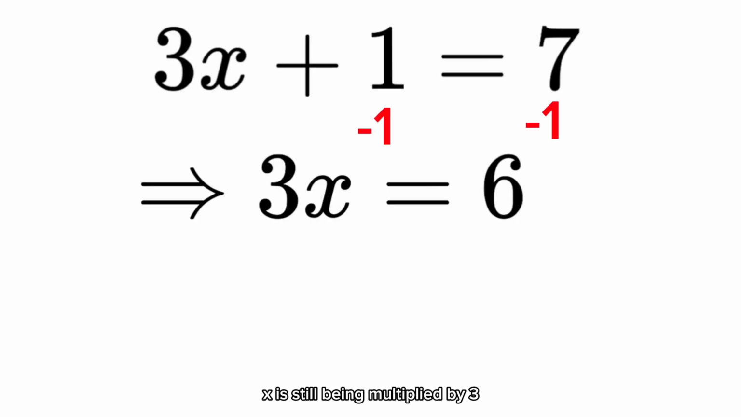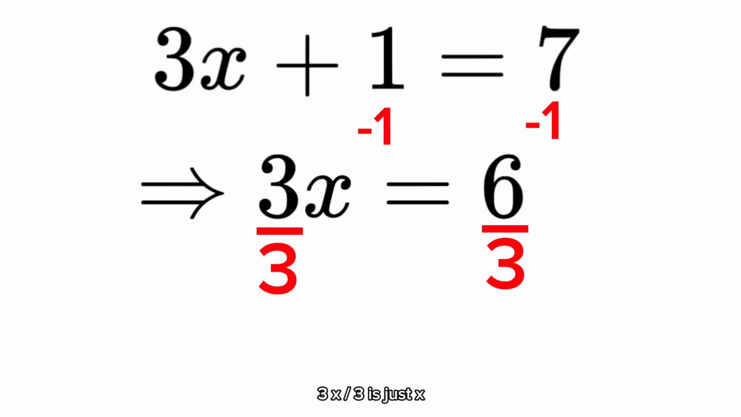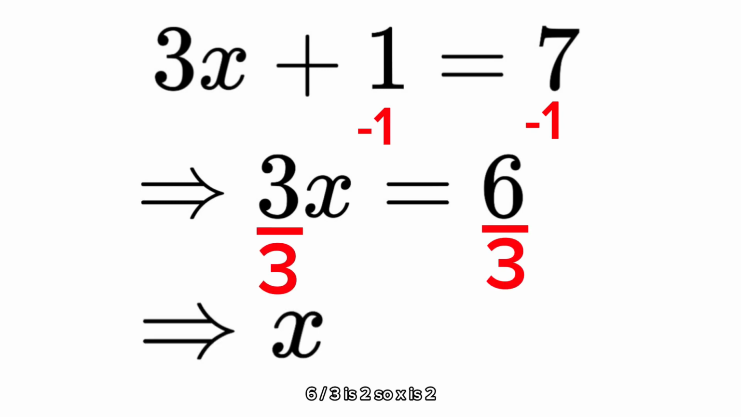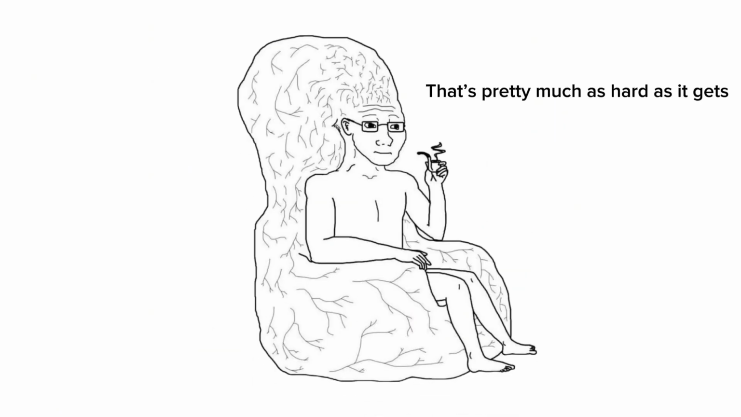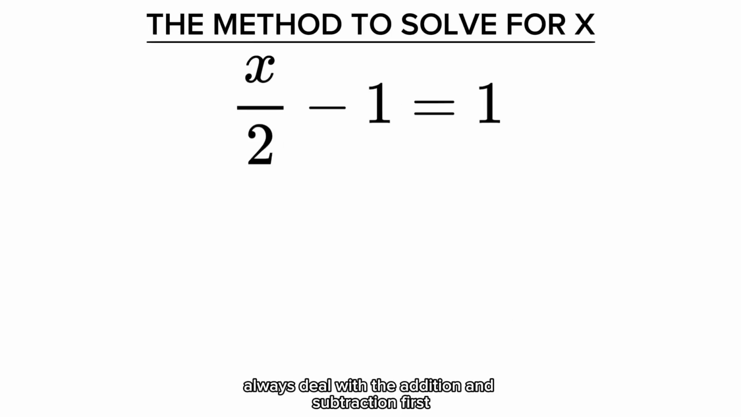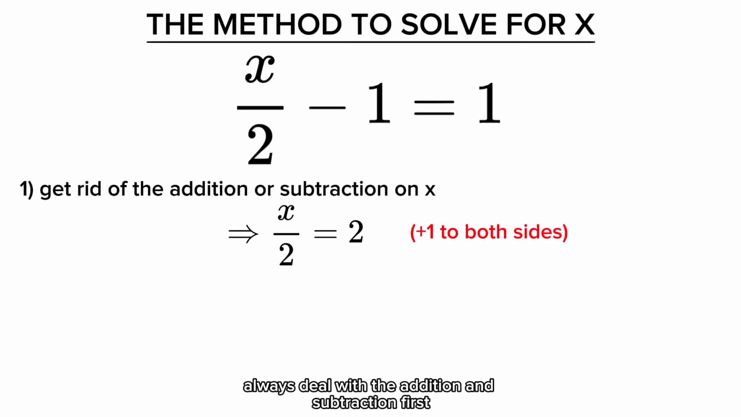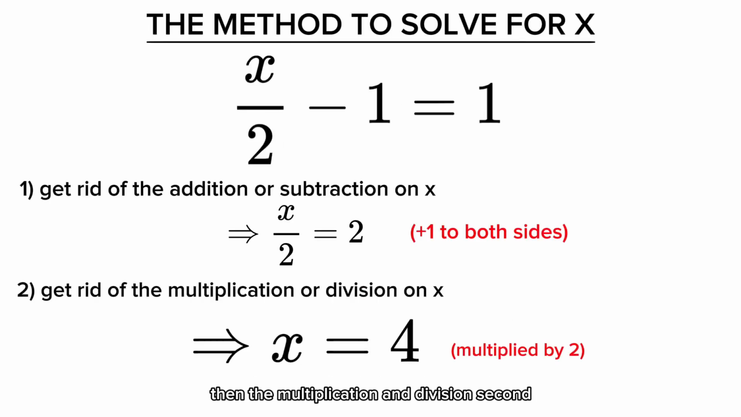Step 2. x is still being multiplied by 3. To undo multiplication, we divide. Divide both sides by 3. 3x divided by 3 is just x. 6 divided by 3 is 2. So x is 2. That's pretty much as hard as it gets. Always deal with the addition and subtraction first, then the multiplication and division second, and you will be fine.